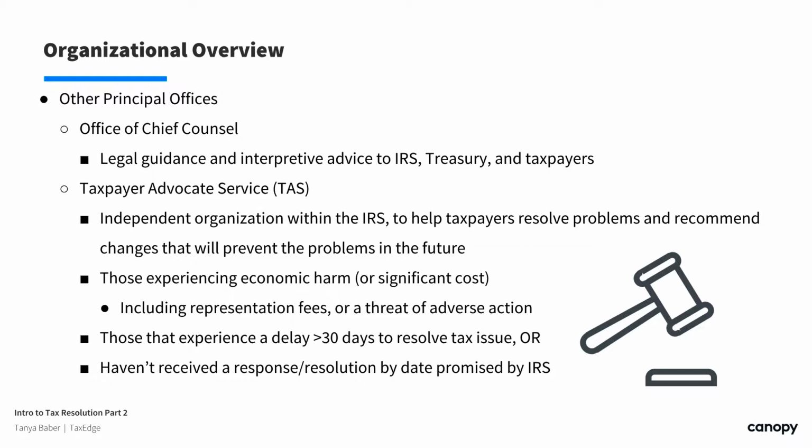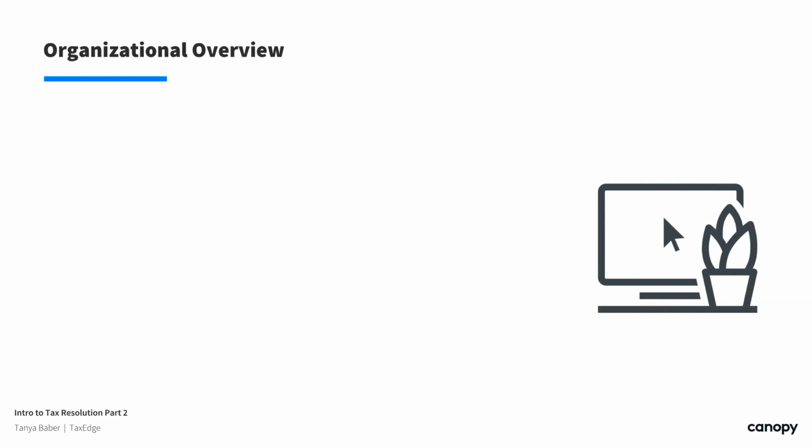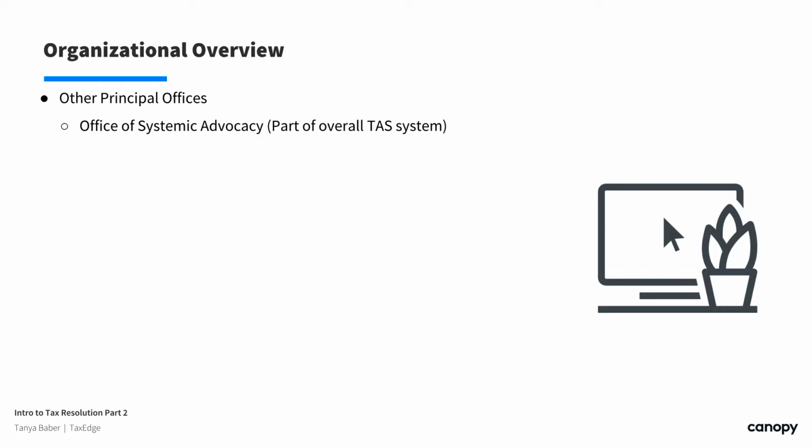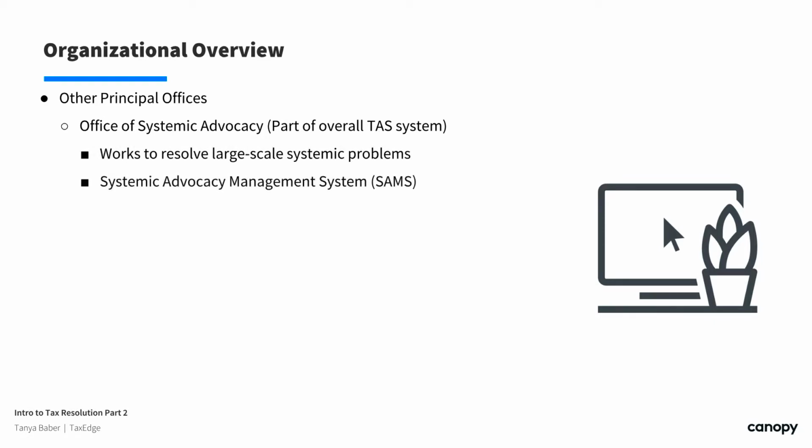So there are another couple of areas of the organization of the IRS you can consider. Other offices, and this is something you may not know exists, and while we're touching all these different little arenas, they have an Office of Systemic Advocacy. This is actually like a subset or part of the taxpayer advocate system, but they work to resolve large-scale problems. They actually have, I believe, a computer system. It's called the SAMS, the Systemic Advocacy Management System, or SAMS, much easier to say, certainly. So they have ways that they try to track all this.